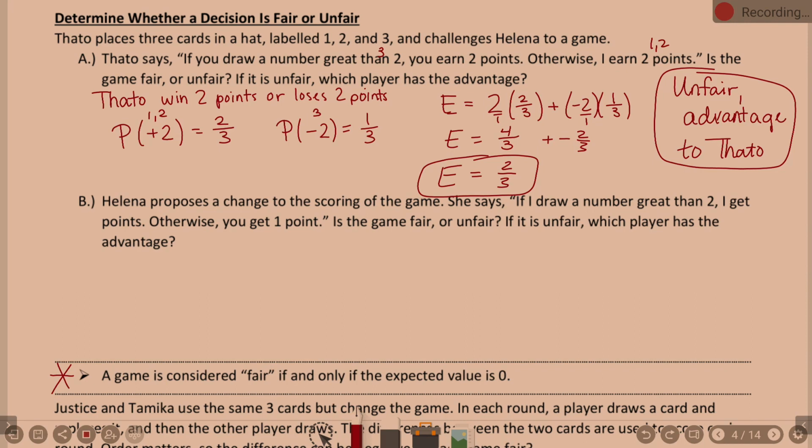She says, if I draw a number greater than 2, I get 2 points. Okay, sorry, that was left out. So this is Helena saying, if I draw a number greater than 2, I get 2 points. Otherwise, you get 1 point. Is the game fair or unfair? If it's unfair, which player has the advantage?